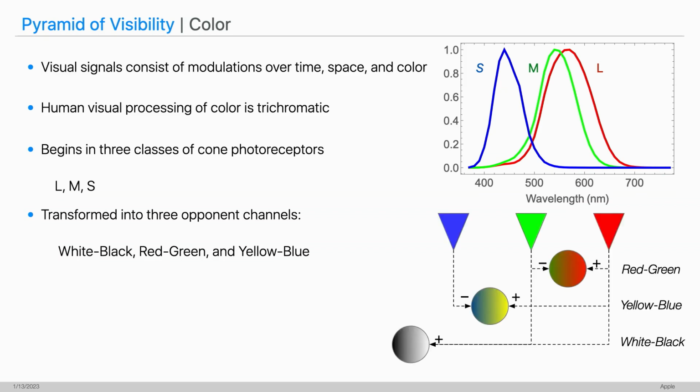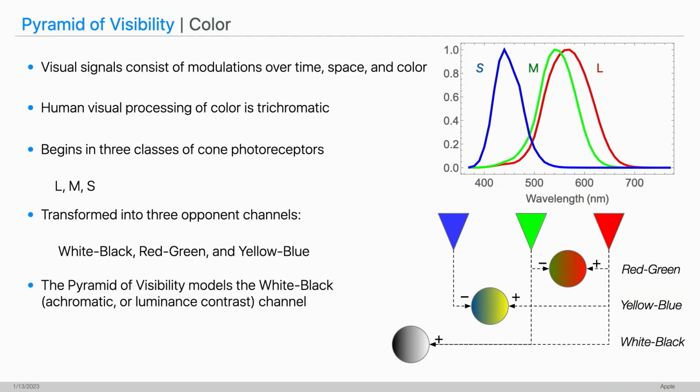And so here's how that happens. Here are the three photoreceptors, and again, we take the difference between the red and the green, or the long and the medium wave photoreceptors to get the red-green channel, and the yellow-blue channel is the difference between the short wave and the sum of the medium and long, and the white-black is the sum of the medium and long. All right, so we have three opponent color channels. The pyramid of visibility, we extend that into the chromatic domain effectively by creating three pyramids: an achromatic pyramid, a red-green pyramid, and a yellow-blue pyramid.